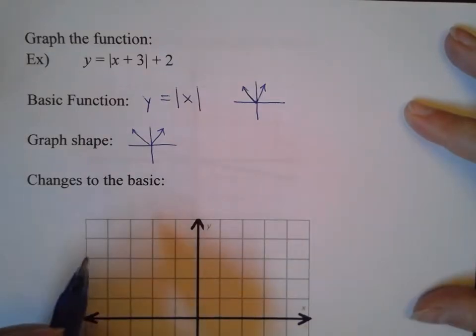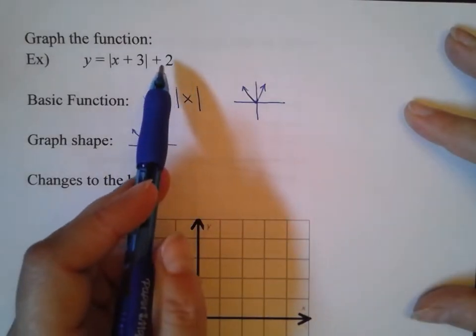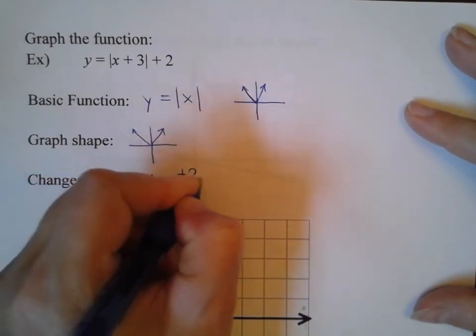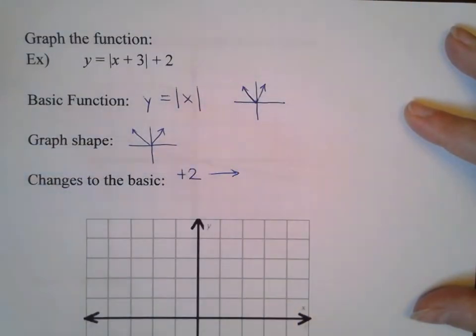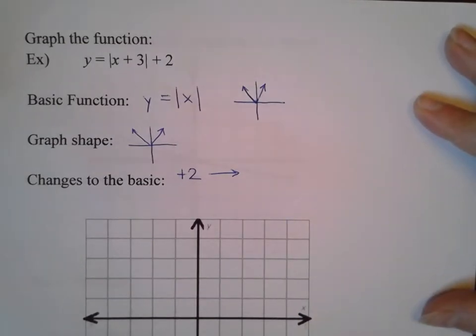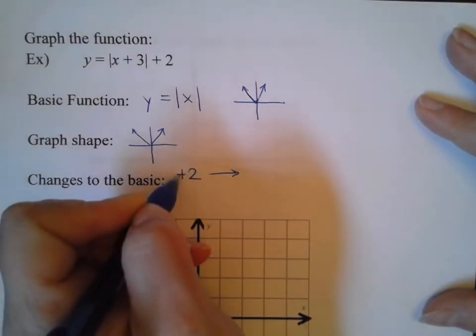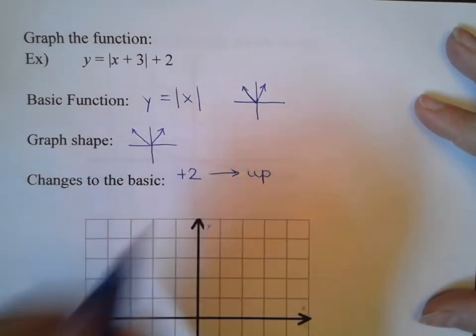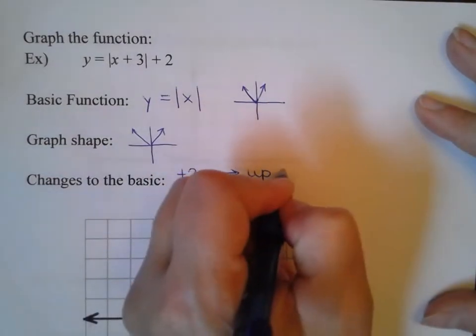So let's start with the plus 2 that I see on the outside. By putting that plus 2 on the outside, what's going to happen to the graph? Anything I do to the outside changes the y values, and it makes a vertical change. And it's as is. So if I see a plus, it's going to shift it up, just like I would expect. So this is shifted up by 2.